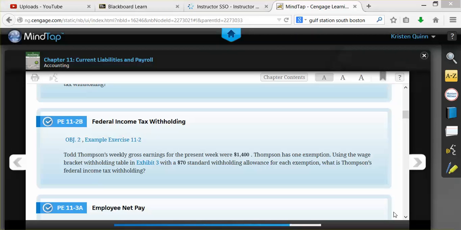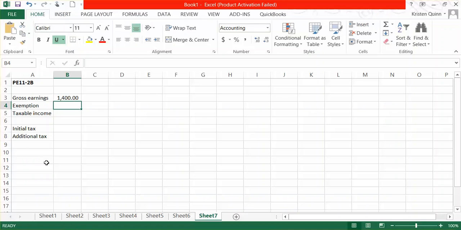The gross earnings that they gave to us in the problem was $1,400. Gross earnings is how much an employee has earned in a pay period before any taxes or deductions have been taken away. They tell us that he has one exemption, which means that he's claiming himself on his W-4 form, which means that he can reduce his taxable income for federal tax purposes only by $70.